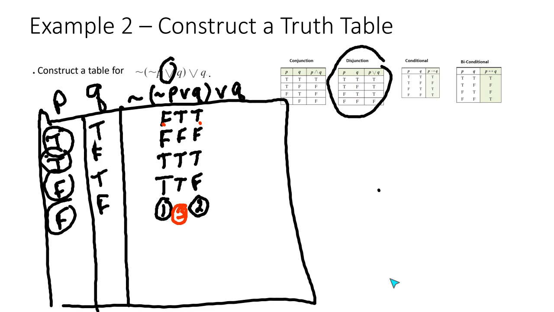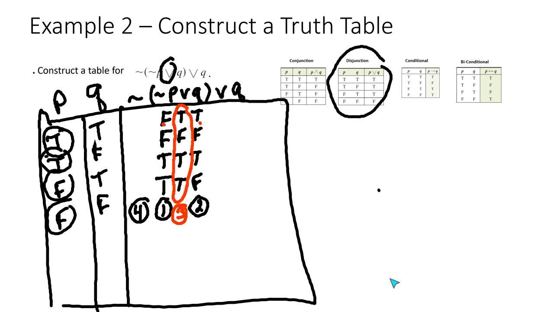So now we can go to the outside of the parentheses. We have a negation, okay? So what are we negating? We're negating this parentheses here. And so we're looking at number 3. We're going to negate it, and we're going to call it 4. So let me circle it in red. So to negate it, what we're negating is this last column that we worked on.